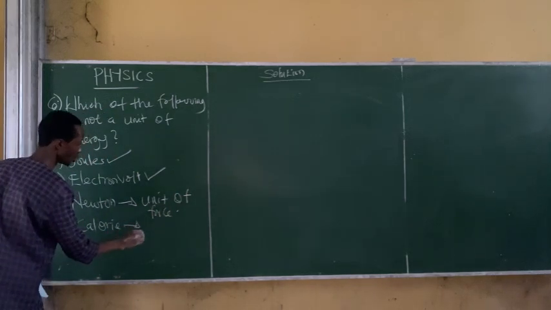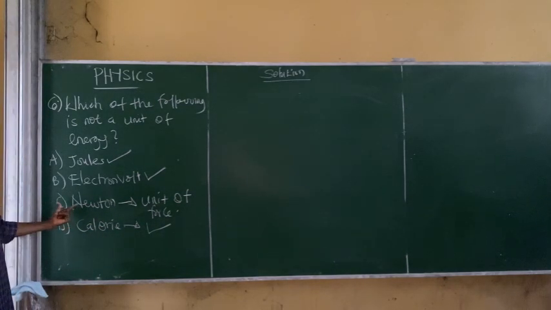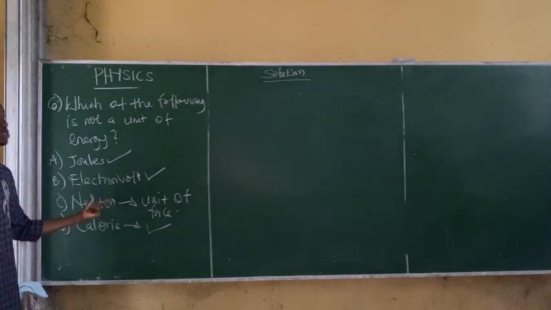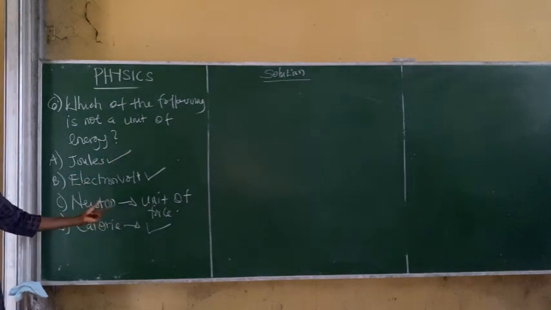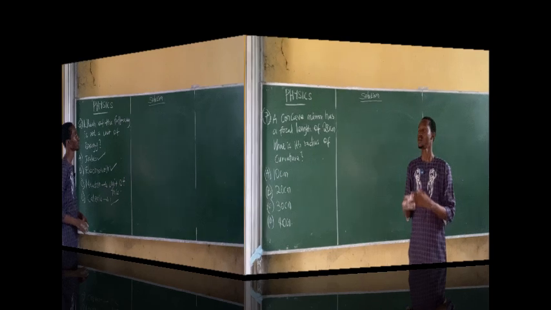Calories here is a unit of energy. So the correct option here is option C. Newton is not a unit of energy. It is a unit of force. So this is the correct option, option C.